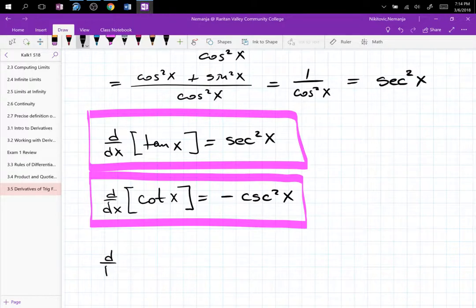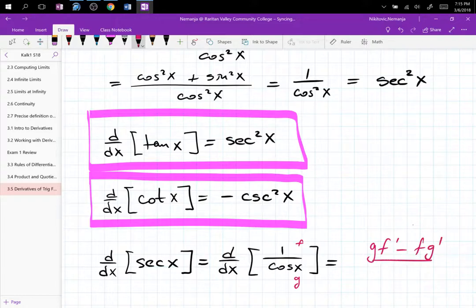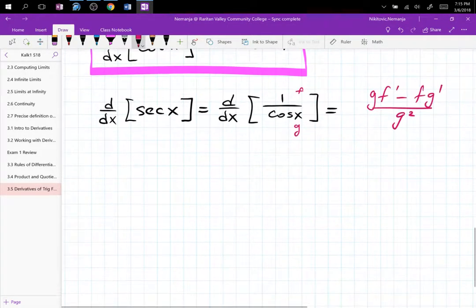What is the derivative of secant x? What should we do? What's secant? 1 over cosine. All right, do this in your spots now. You have your f, which is 1. You have your g, which is cosine. g f prime minus f g prime over g squared. Let's go. While we're still young.